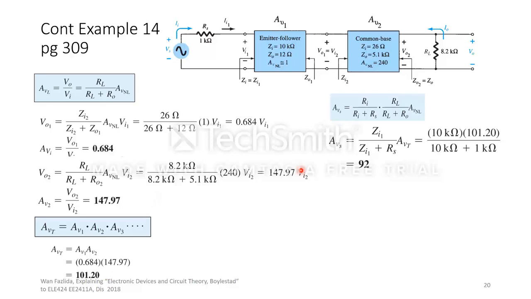Now, the effect of the source resistance, which is 1 kilo ohm, is Zin1, which is 10 kilo ohms, divided by Zin1 plus RS, because we're considering this first reduction factor. Zin1 plus RS is 10 kilo ohm plus 1 kilo ohm, multiplied by RL over RL plus R out times AV no-load. So this one is actually AVT, which is 101.2, and the answer is 92.